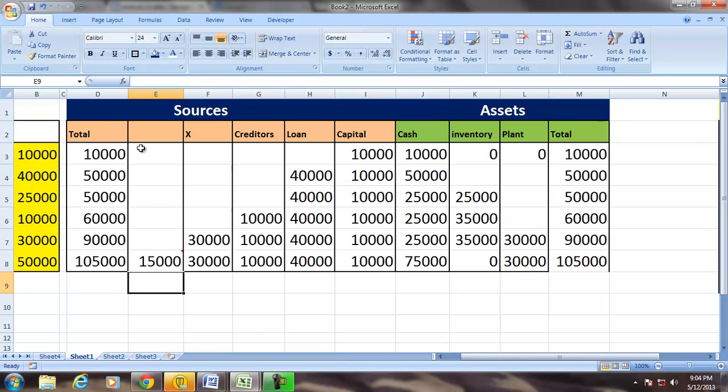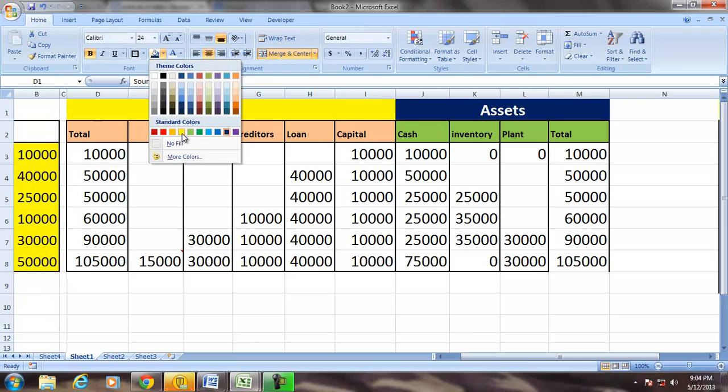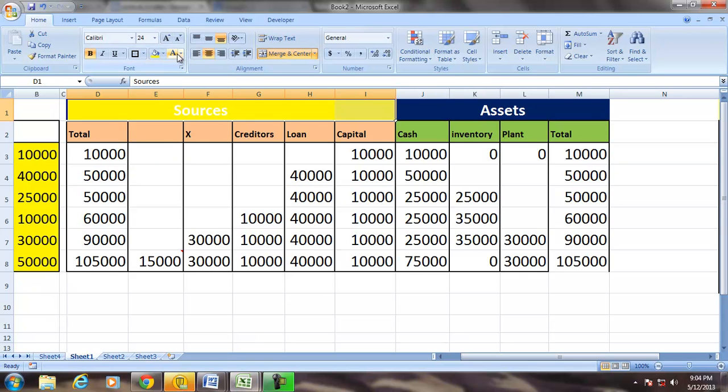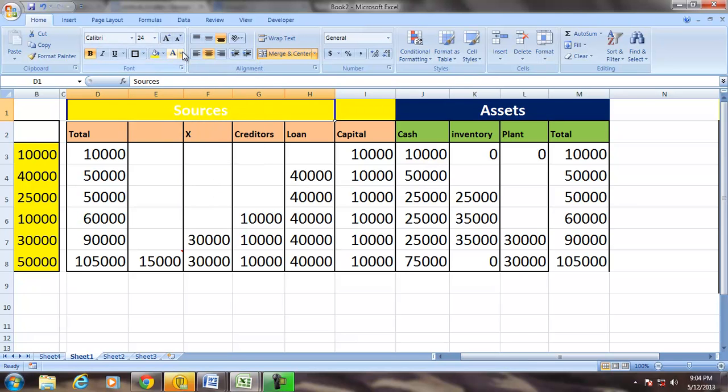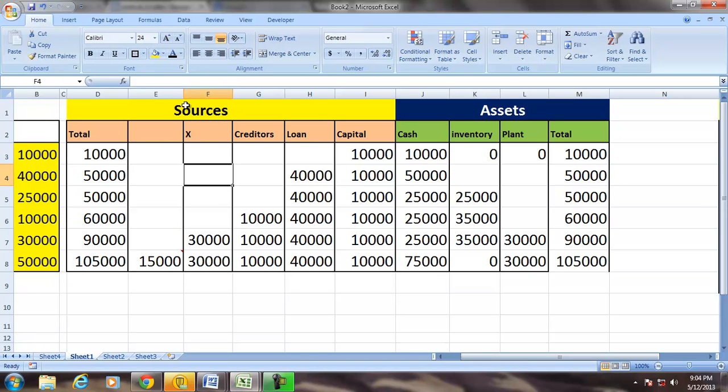We can see that after every transaction, the total of the sources is equal to the total of the assets. So that means after every transaction, S will be equal to A, because it affects the items in such a manner that the impact on the equation is the same on sources or the assets.